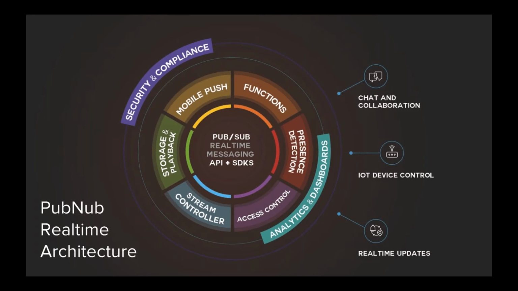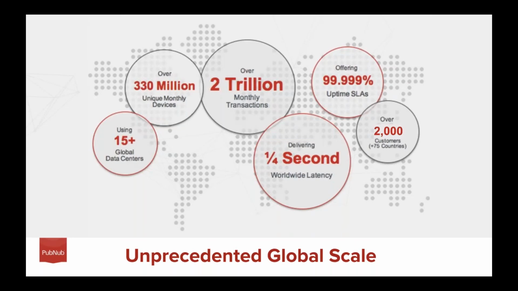There are so many different use cases for PubNub's data stream network, but some of our most common use cases are chat and collaboration, IoT device control, and real-time updates like geolocation tracking. Today, though, we're just going to be focusing on the Functions feature, which Oz will go into more detail about.